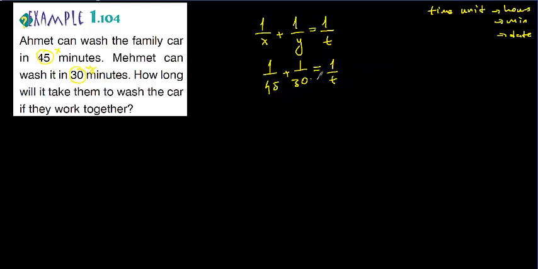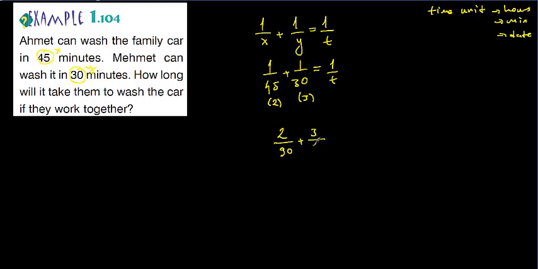Firstly, before doing this operation, if the denominators are not the same, we have to make the denominators the same. As I see, the common multiple is 90. So I have to multiply this one by 2, since 2 times 45 is 90, and this one by 3, since 3 times 30 is 90. So 2 times 1 is equal to 2, and 2 times 45 is equal to 90, plus 3 times 1 is equal to 3.